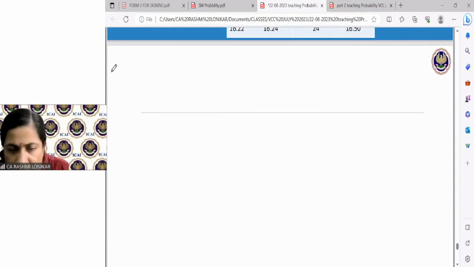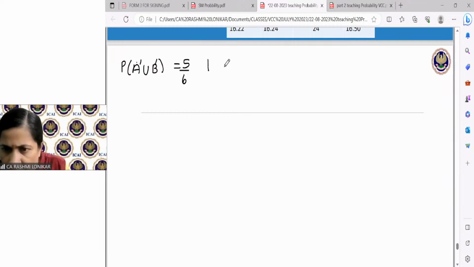See, what is happening here is, I will explain again. A dash union B dash is equal to 5 by 6. P of A is equal to 1 half and P of B is equal to 2 by 3.